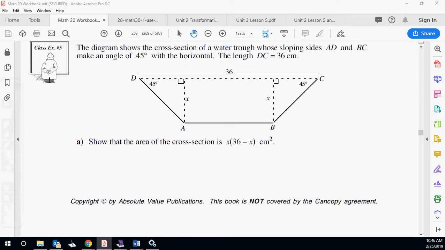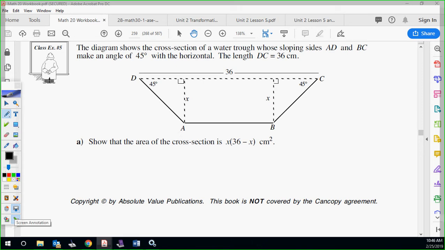Okay, so the diagram shows a cross-section of a water trough whose sloped sides AD and BC make an angle of 45 with the horizontal, the length DC of 36. Show that the area of the cross-section is x times 36 minus x. So they're talking about the cross-section. I think they're talking about this section here.